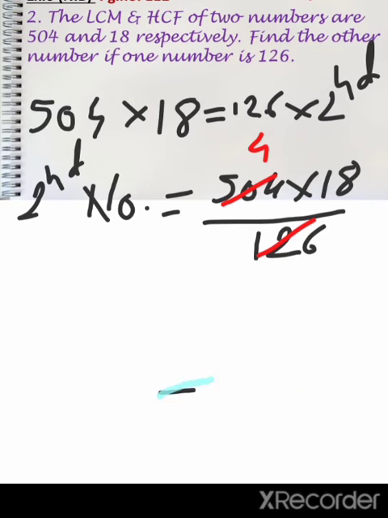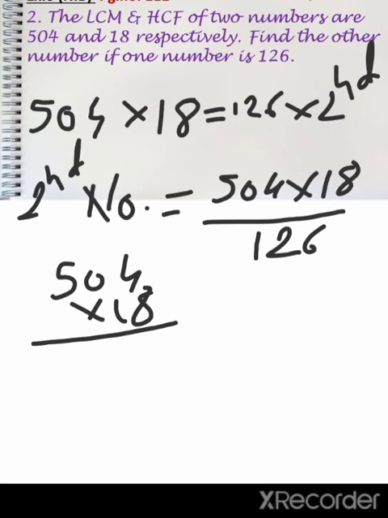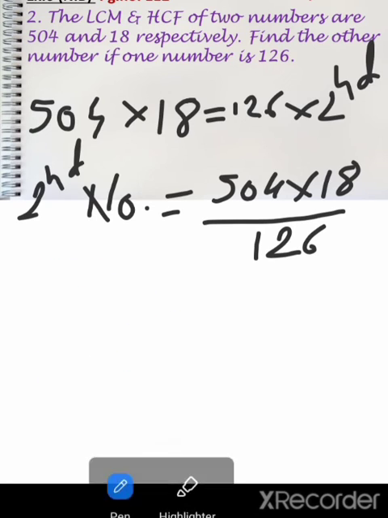Suppose you don't want to go by this method. Okay, fine, not an issue. You just multiply 504 into 18 first and then divide by 126. If I multiply, then what am I going to get? See, 18 fours are 72. Okay, 0, so 7 will come here. 18 fives are 90. I'm getting 9072. So you just divide 9072 by 126.